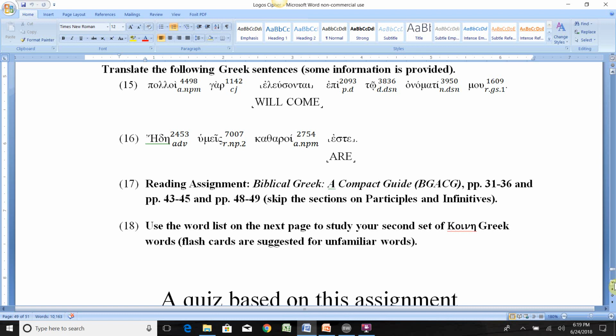All right, so any last-minute questions, or questions about previous lessons, or questions in general about Greek? I have to preface that: not too general questions, but questions in general about Greek.